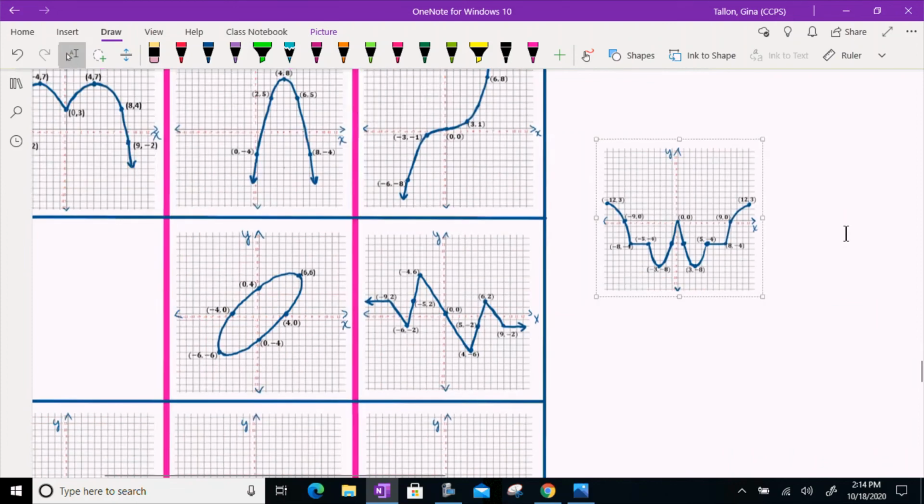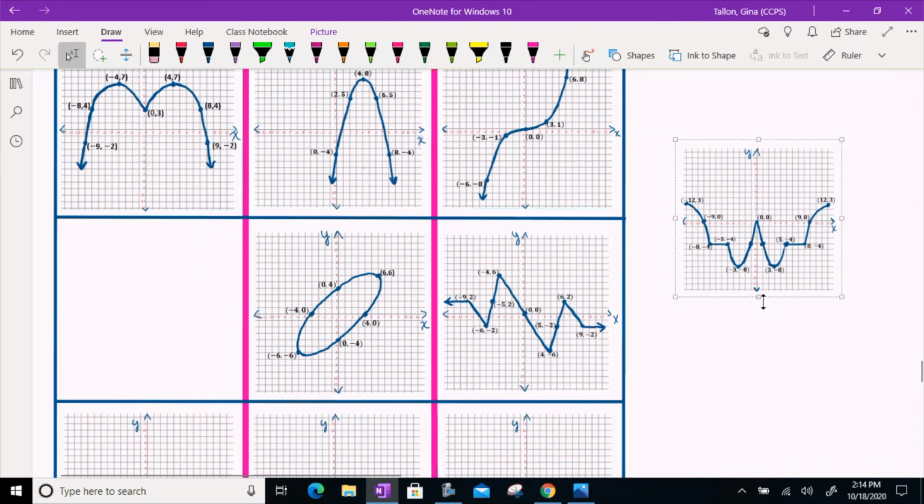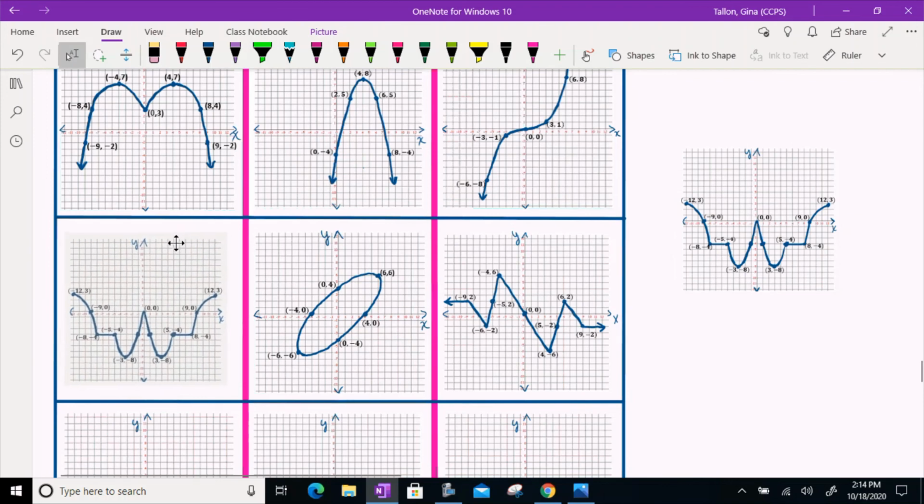Does it look even to you? It does to me. It looks like the y-axis is the line of symmetry, and if I were to take everything in quadrant 4, it would reflect into quadrant 3, or vice versa. Quadrant 3 would reflect into quadrant 4. Same thing with 1 and 2. So this is my last even function I'm going to throw in here.